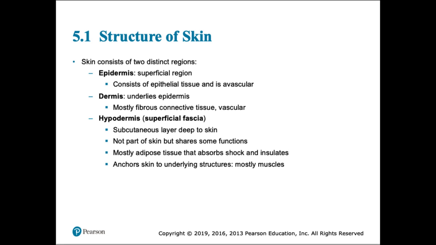So the skin does have two distinct regions associated with it. There's the epidermis and the dermis. The epidermis is that superficial region. It's epithelial tissue, and it's avascular. The dermis, however, underlies that epidermis. It's mostly that fibrous connective tissue we talked about back in Chapter 4, and it is vascular.